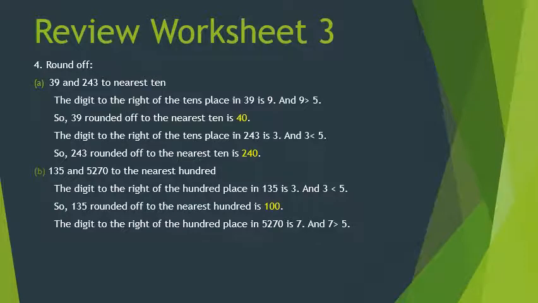Now let's move to the next number, which is 5270. The digit to the right of the 100 place, which is the rounding place, in 5270 is 7. And 7 is greater than 5. So what we are going to do? We will add 1 to the digit at the 100 place, which is 2. So 2 plus 1 will become 3, and then we will replace all the digit on the right hand side of the rounding place, that is 7 and 0, by 0. And so 5270 rounded off to the nearest 100 is 5300.